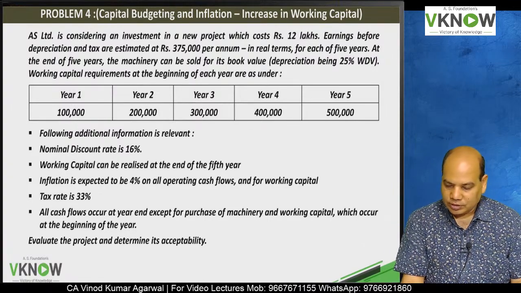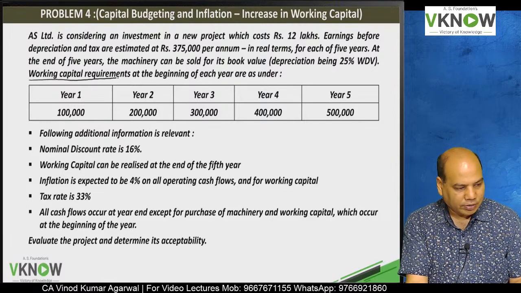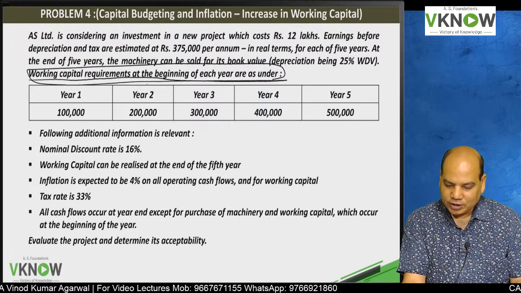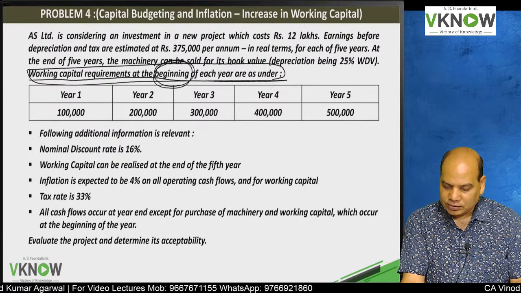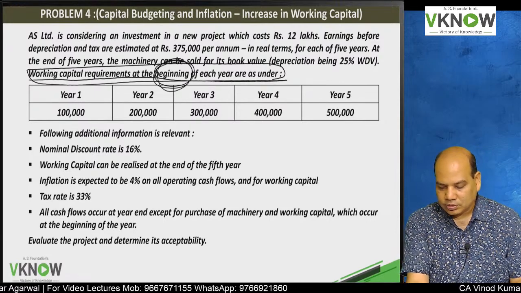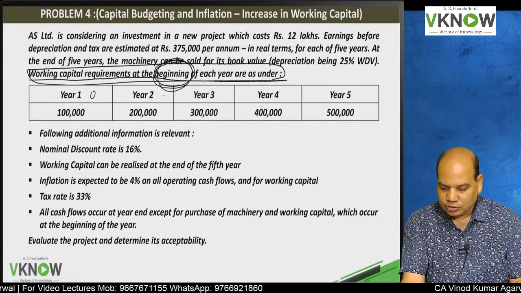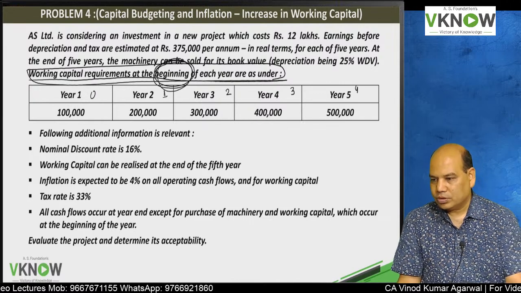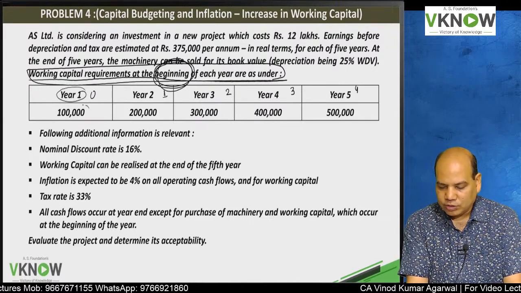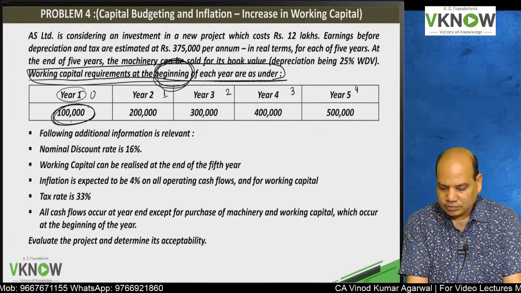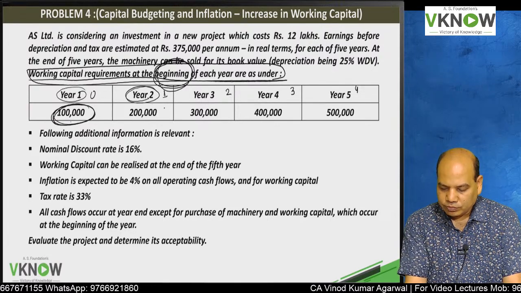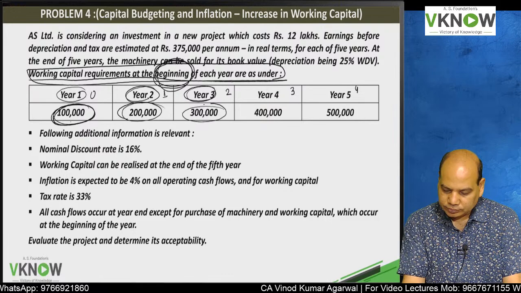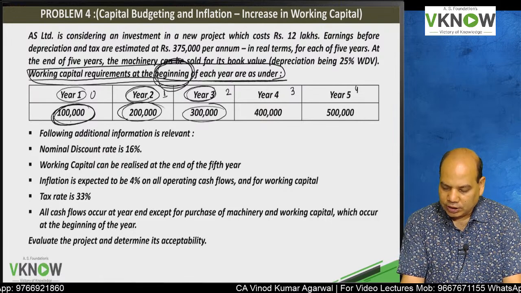Very good. Next line. Working capital requirement at the beginning of each year is as under. What is the beginning of each year? This is actually year 0. Then year 1, 2, 3, 4. If they have written year 1, you will require working capital today. If it is written beginning of year 2, it means end of year 1; beginning of year 3 will be end of year 2, like that.